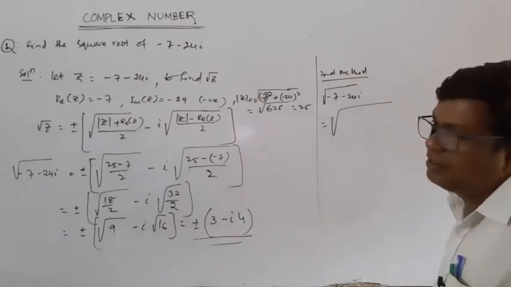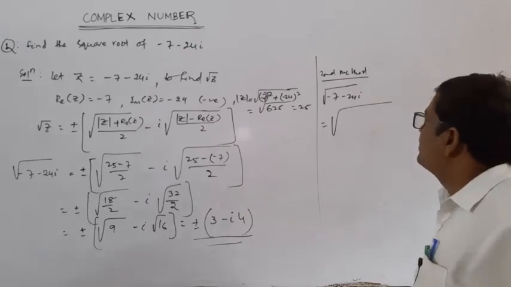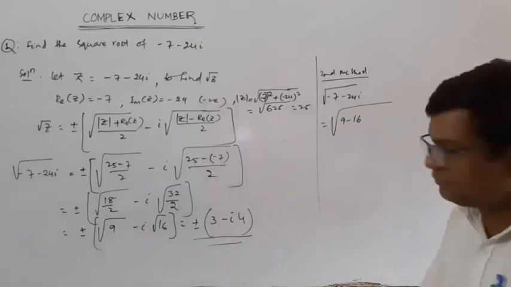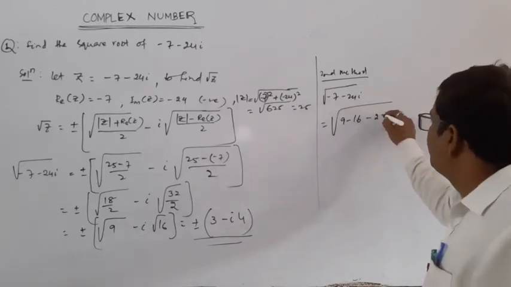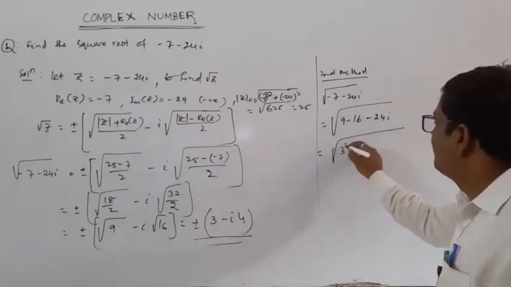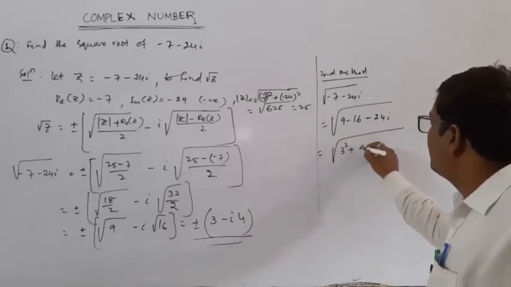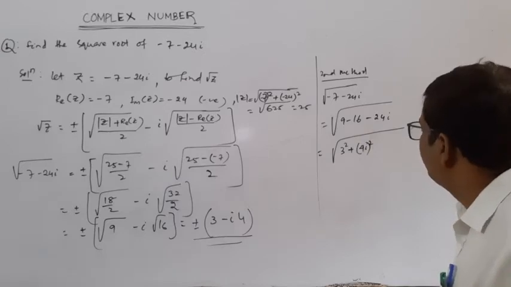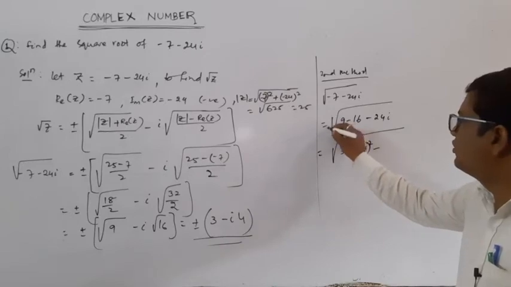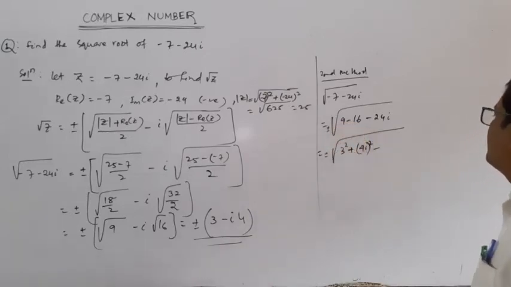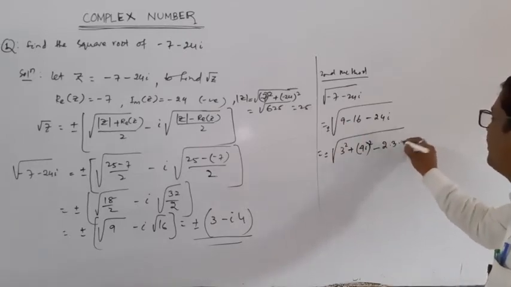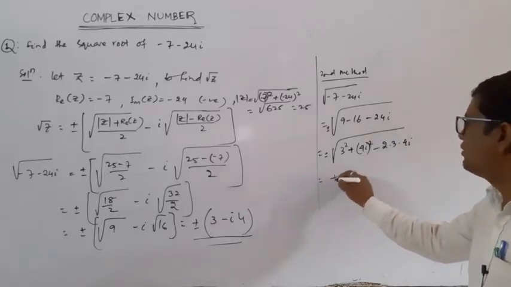16, that is 7 minus 16, and this is what? 9. So 9 minus 16, that is 7 minus 7, and minus 24i. So this will be what? This is 3 square and this is what? 4i square, 4i whole square and minus 2 into what? This is plus or minus, minus 2 into 3 into 4i. This is plus or minus.